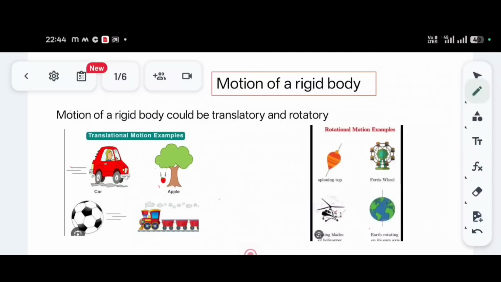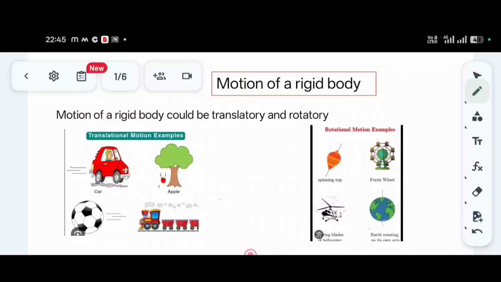Let us start today's video. We'll see some of the motion of the rigid body, and we will see some of the definitions. I'll explain in brief some of the definitions which we come across in our mechanics subject. Let us start with the motion of a rigid body. I told you in the previous video what is a rigid body. A rigid body is a body which has a definite shape and size. Now let us see what types of motions a rigid body will have.